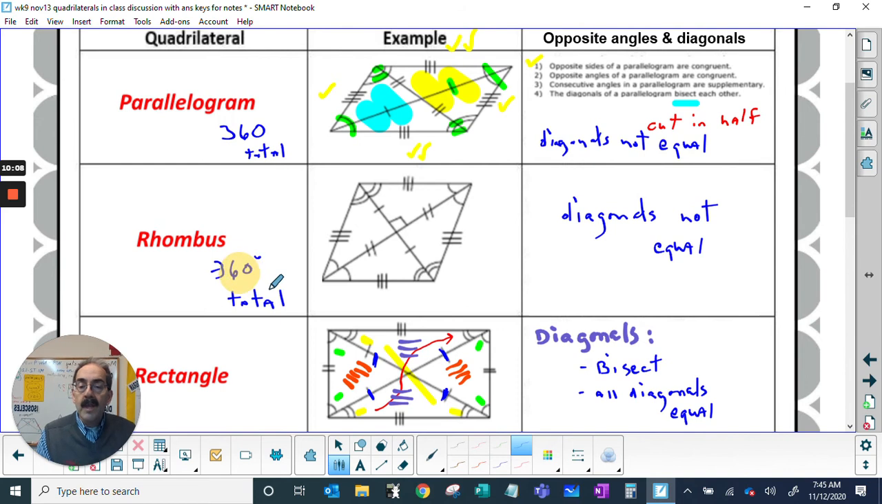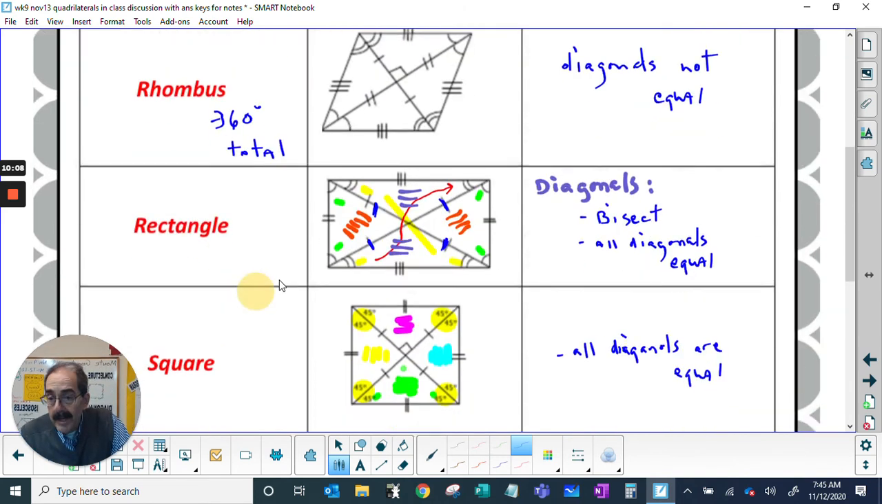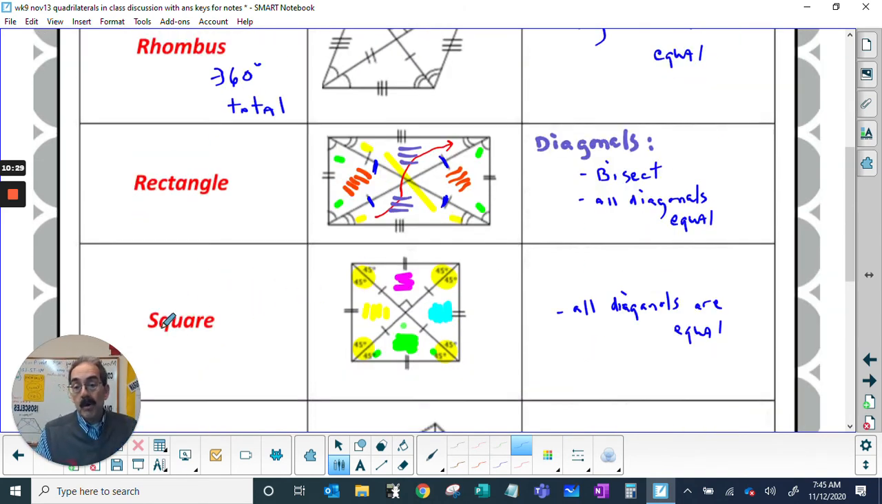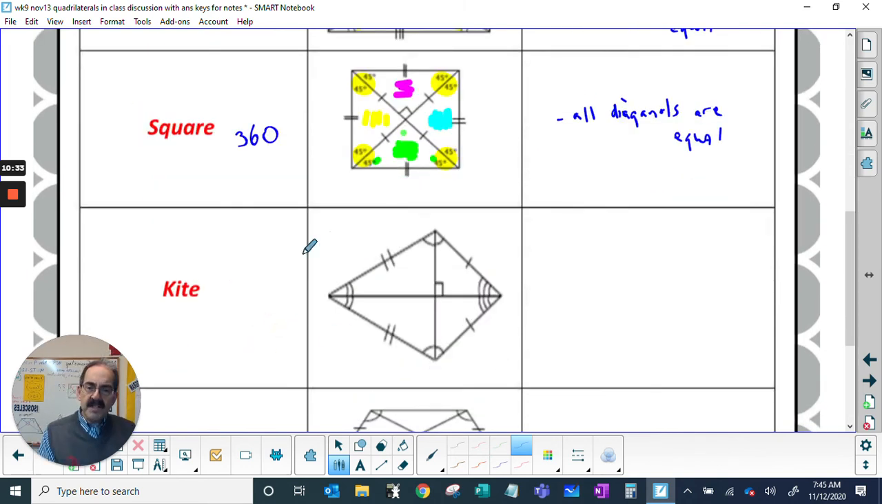All right, so we're going to run out of time. Just like in this video, we're already at 10 minutes. Okay, that was what we did in class today. Square, rectangle, 360 degrees total, 360 degrees total. If you have time, let's think about the kite. Wow, totally a different shape, right? But the diagonals form a 90 degree.